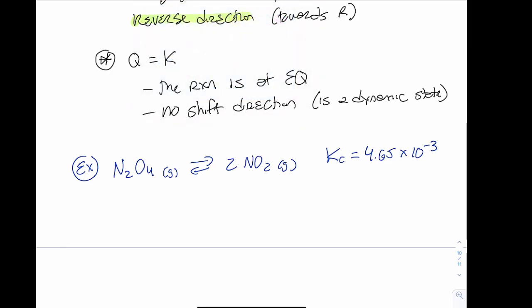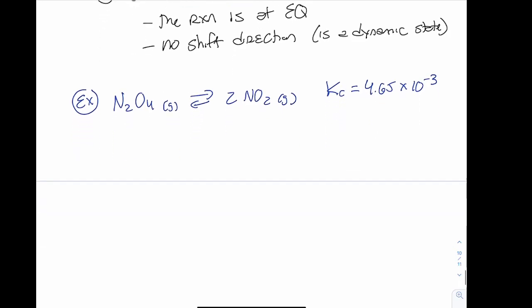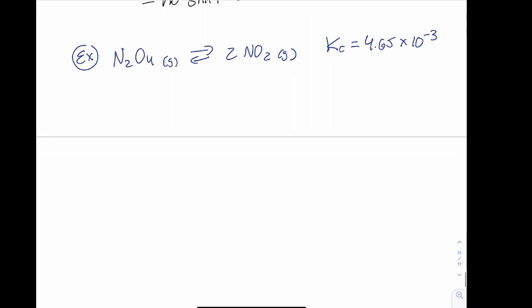Hopefully you're looking at this and saying, okay, 10 to the negative third, it's a little bit bigger than 10 to the negative third, because it's 4.6. So probably an appreciable amount of both. It is kind of small, so maybe a little bit more reactant than product. But again, remember, by looking at its actual magnitude, we can determine the extent of our reaction. That's not our actual example though.